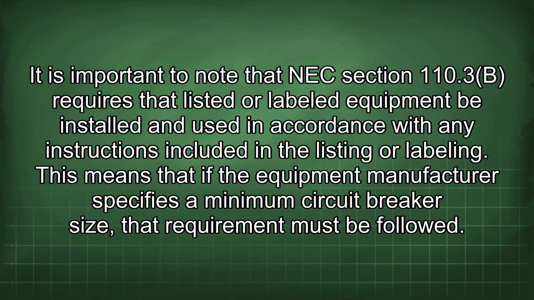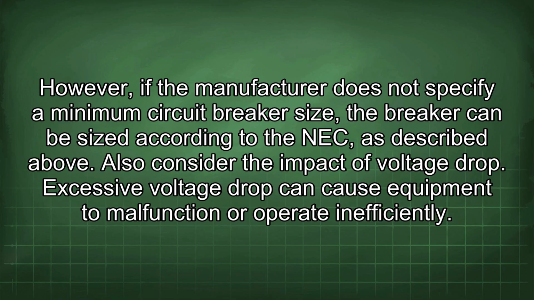It is important to note that NEC Section 110.3(B) requires that listed or labeled equipment be installed and used in accordance with any instructions included in the listing or labeling. This means that if the equipment manufacturer specifies a minimum circuit breaker size, that requirement must be followed. However, if the manufacturer does not specify a minimum circuit breaker size, the breaker can be sized according to the NEC as described above. Also consider the impact of voltage drop.